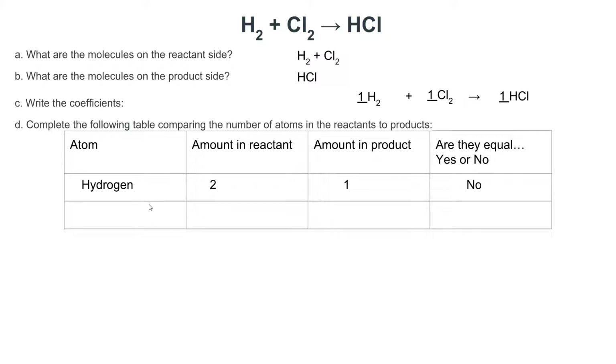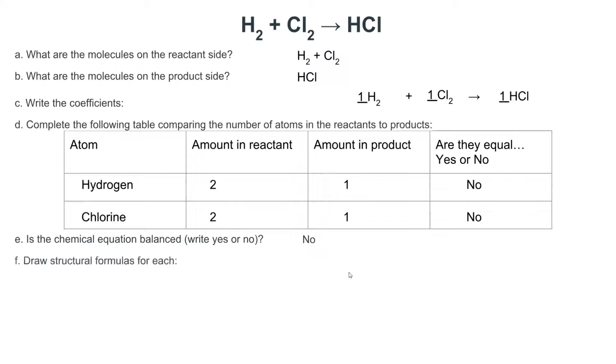The next atom is chlorine. You're going to identify that there's 2 chlorine atoms on the left side of the arrow, which is the reactant, and 1 chlorine on the right side of the arrow. Are they equal? No. Question E. So is this balanced? The way you identify its balance, if there's any no's on this right side of the chart, then that means it is not balanced.